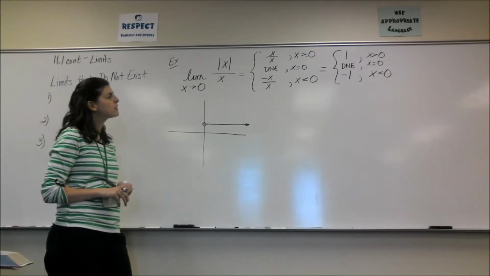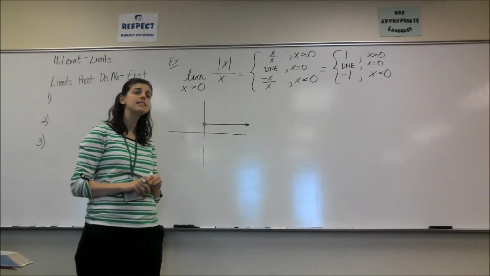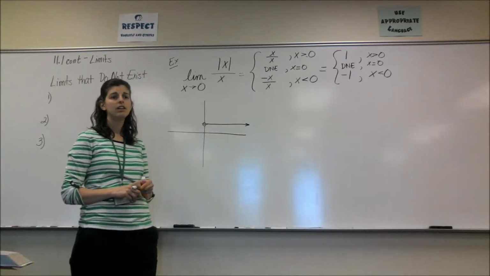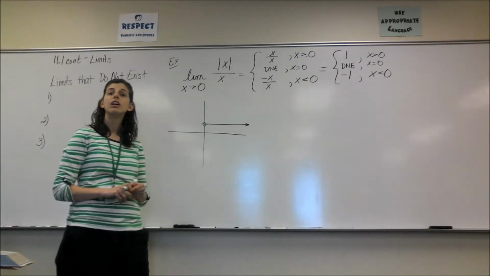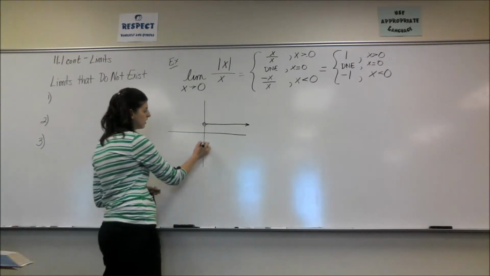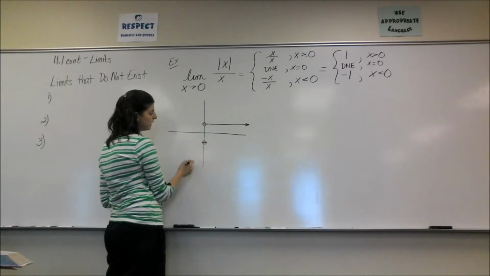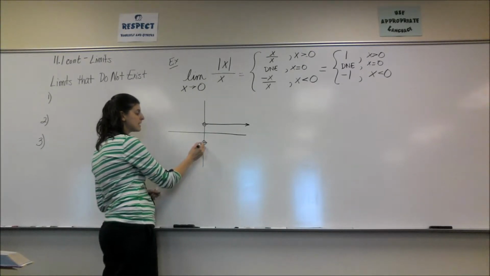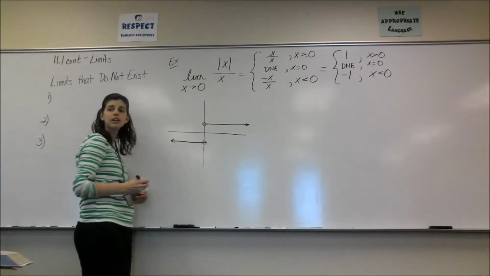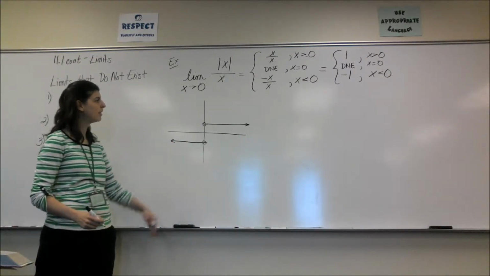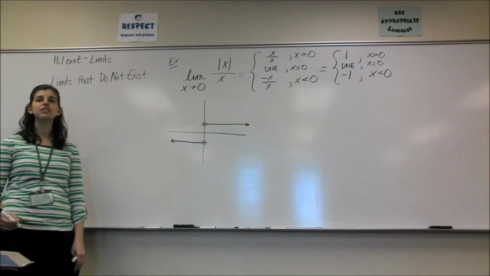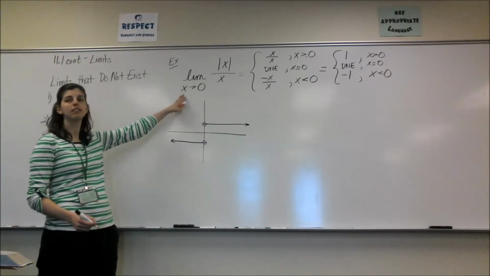How do I graph y equals -1 when x is less than 0? Open circle at -1 and the arrow goes to the left. Okay, open circle at -1 on the y-axis, and the arrow is going to go to the left. Now we're trying to use this graph to evaluate our limit.